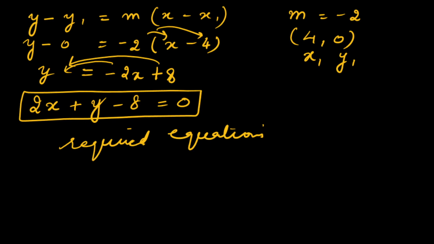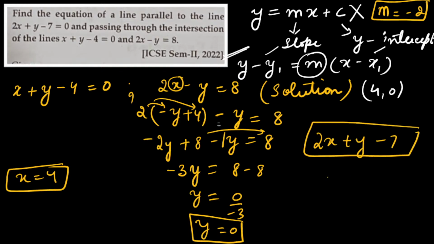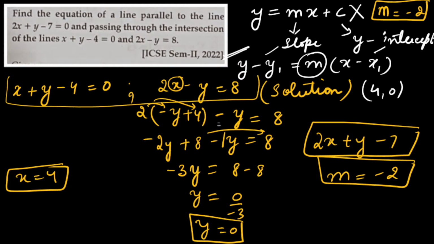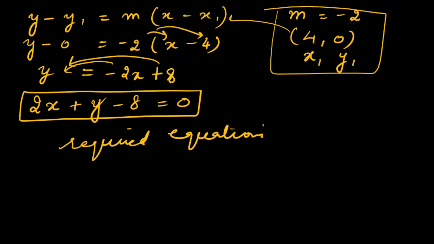Okay. So what we did in this question, we found the equation of a line which is parallel to this line, 2x plus y minus 7. So we used this line and found the slope. The slope was minus 2 and after that we found the point of intersection of these two equations. We found the point of intersection by using the substitution method. This point of intersection we considered as x1, y1 and we found the equation using the point form. Let's do the next question now.